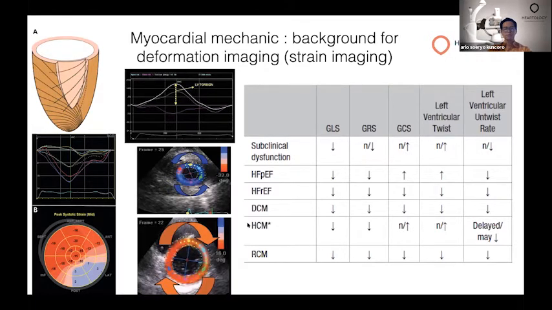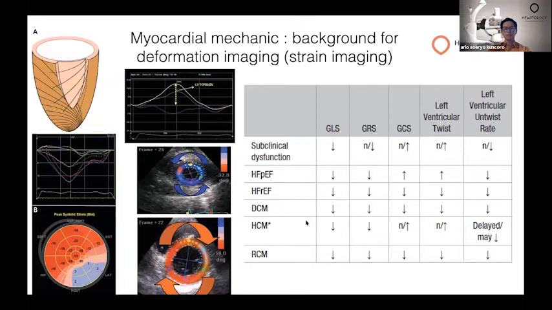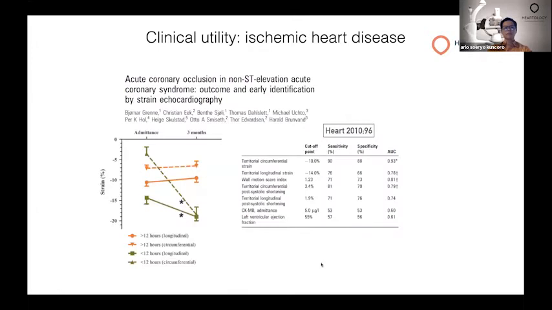The most robust parameter will be GLS, global longitudinal strain, which probably has a role in the diagnosis of heart failure with preserved ejection fraction. And also, not to forget to mention that some cardiomyopathies have their own specific pattern, like amyloidosis, where strain imaging can really help to differentiate whether this is amyloidosis or not.